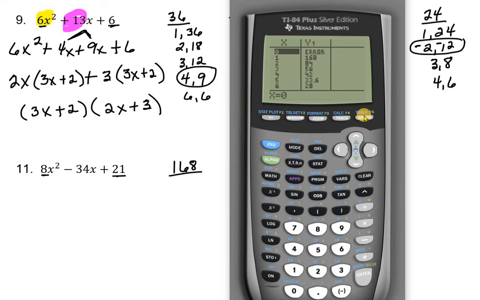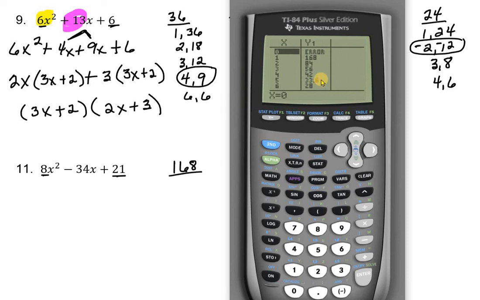And what you should notice here is that on your screen, you're going to have 0 and error. And that's okay. You should have that because what the calculator is doing is it's taking 168 and trying to divide it by 0. Well, we can't divide by 0. Then it's going to do 168 divided by 1, divided by 2, divided by 3, and keep going like that until we list all of our factor pairs.